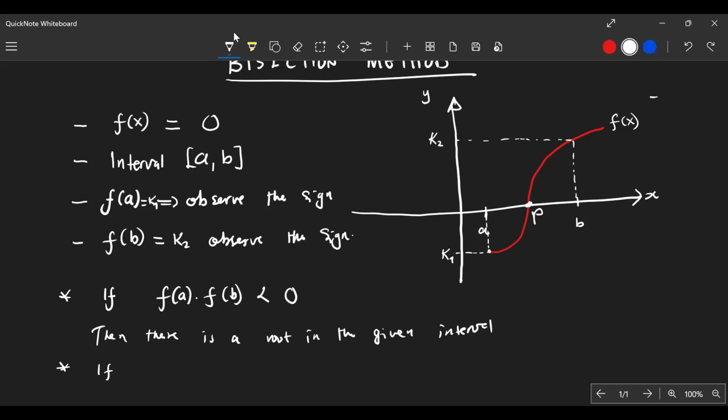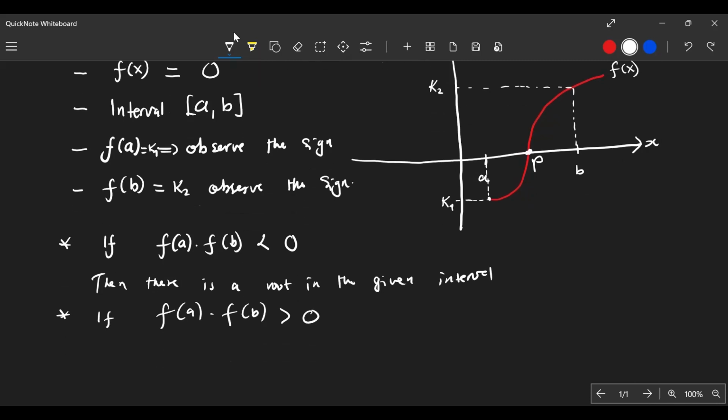And if f of A times f of B gives you something which is greater than 0, a positive value, then there's no root in the interval. Okay, so that's how I can conclude.